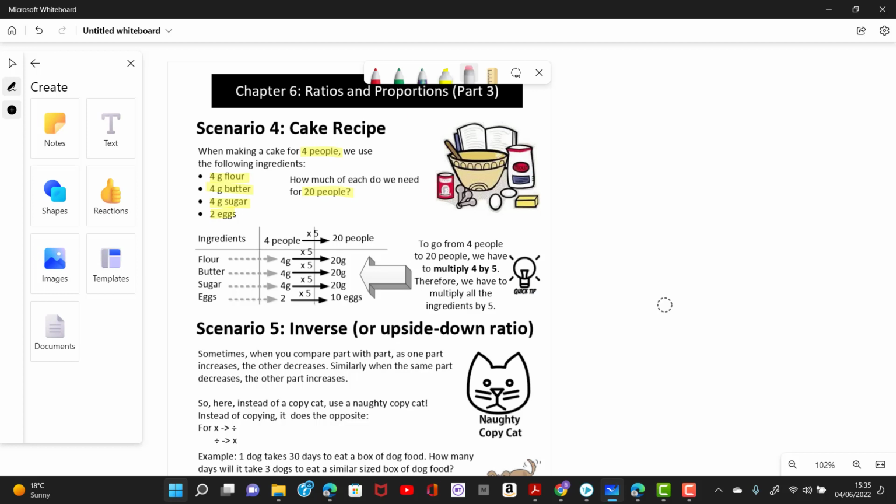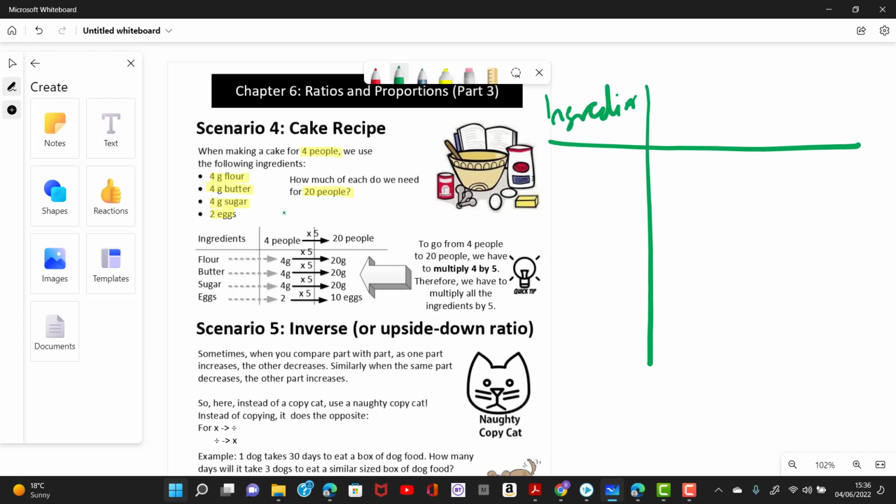These are typical examples. Here is an example given in the book: when making a cake for 4 people, we use the following ingredients: 4 grams of flour, 4 grams of butter, 4 grams of sugar, and 2 eggs. How much of each ingredient do we need for 20 people? So we draw a table, and these are the ingredients, and this is for 4 people.